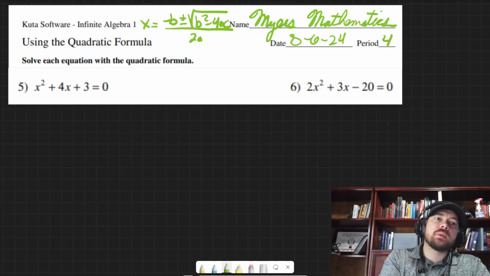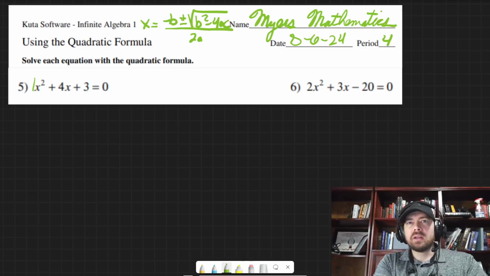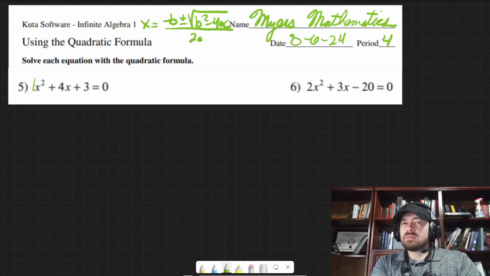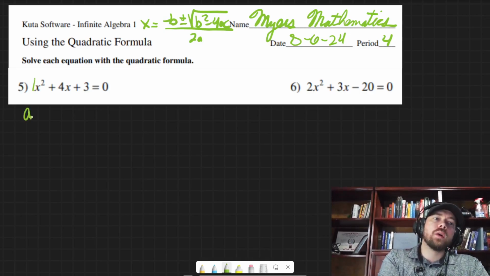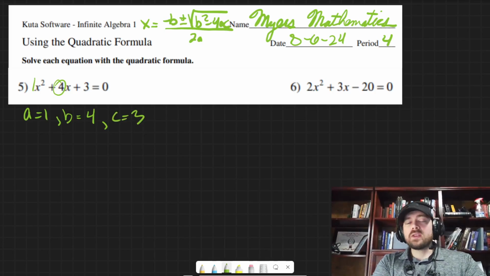The first thing we want to do is identify what's A, what's B, and what's C. If there's no visible number in front of a thing, you assume it's 1, not 0. 1 is almost always the hidden number in the background. It's the math ninja, always hiding out in the background. So A is 1, B is 4, and C is 3.